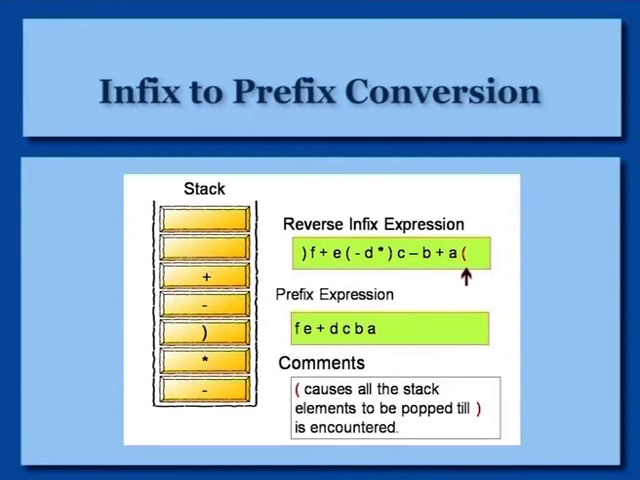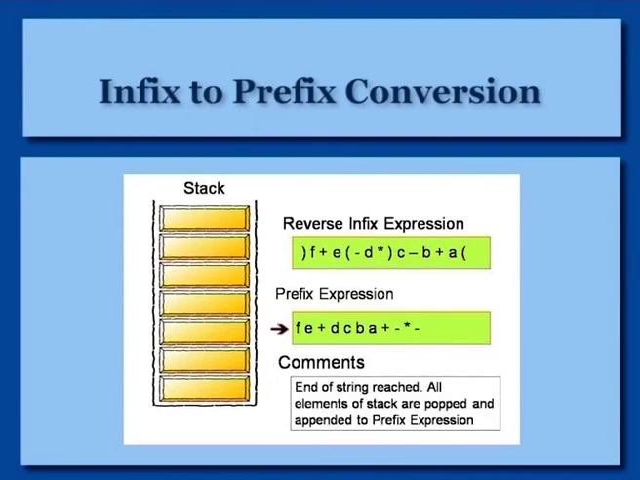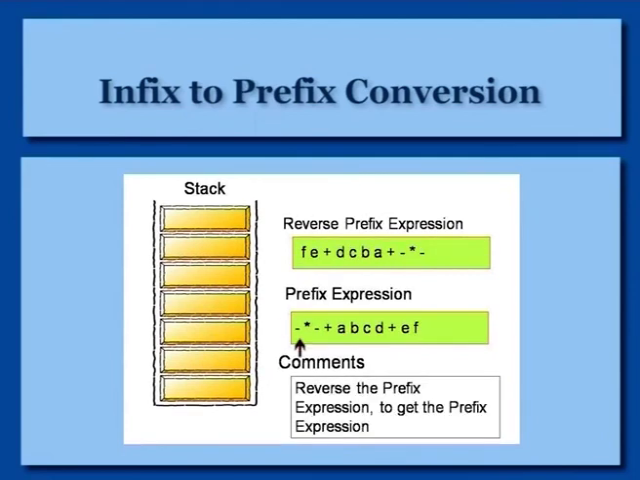The next character is an opening bracket and all the stack elements are popped till the matching closing bracket is encountered. The popped elements except the closing bracket are appended to the prefix string. Then we reach the end of the infix string, and next all elements of the stack are popped and appended to the prefix string. Finally, we reverse the prefix string to get the final prefix expression.